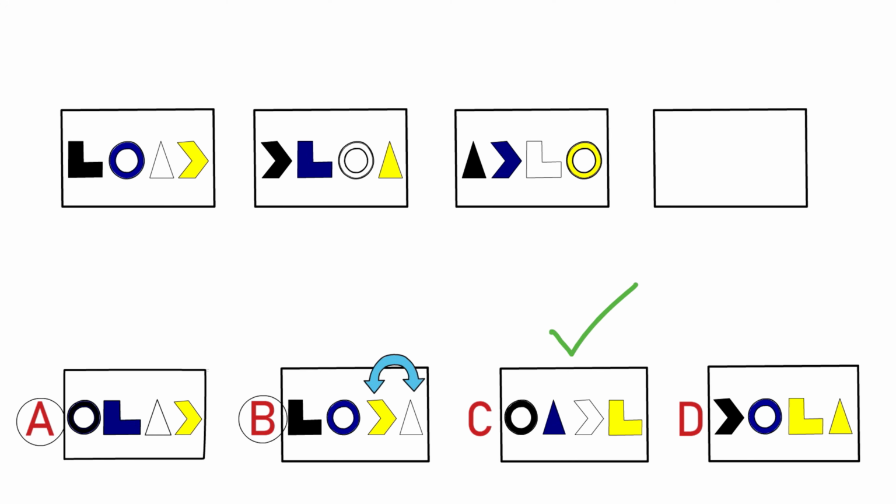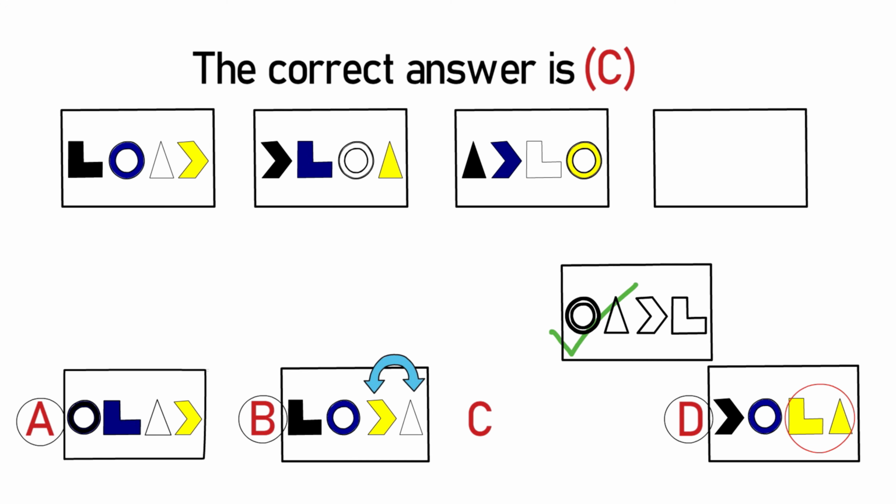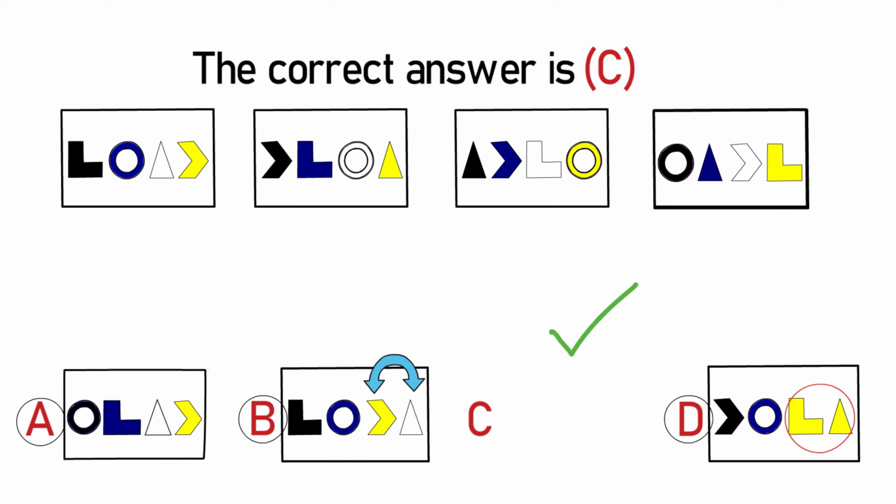Choice C is the correct answer. It does meet requirements for both patterns. And choice D does not match the color pattern. The 2 rightmost shapes are yellow. Hopefully you've nailed this question and now know how to answer similar problems on the test.